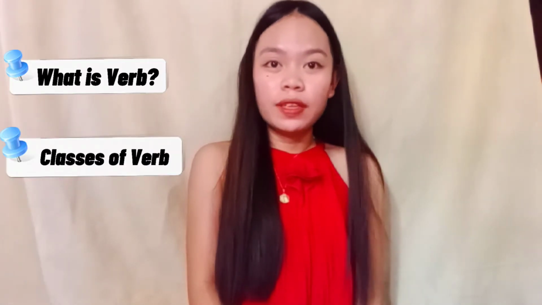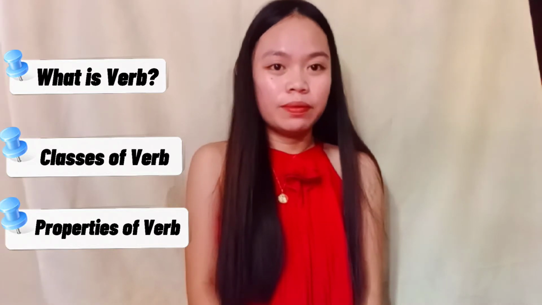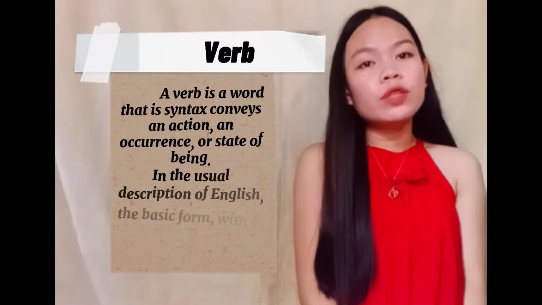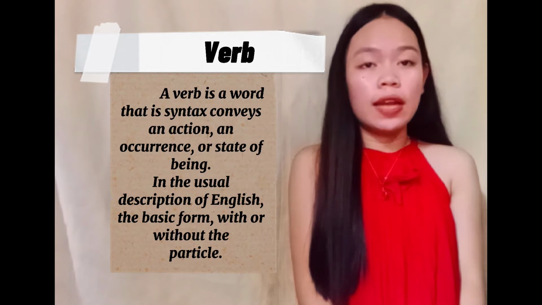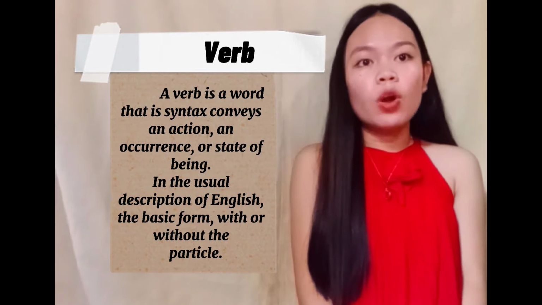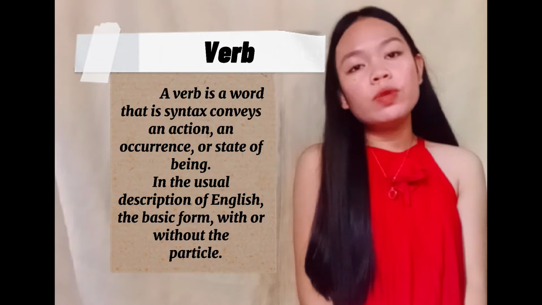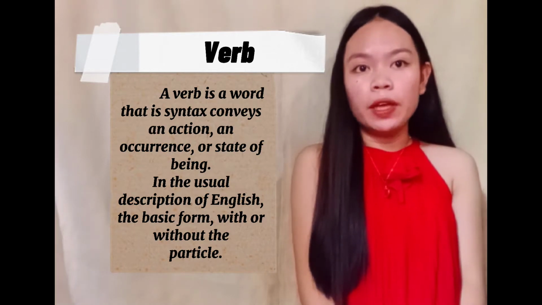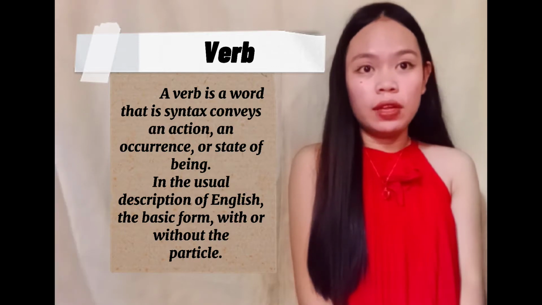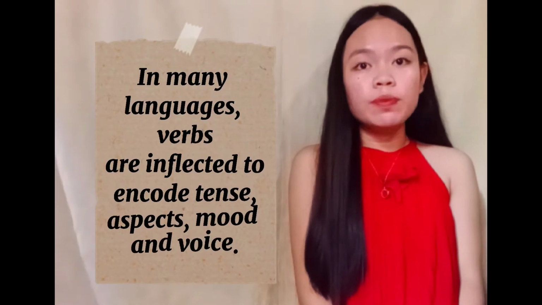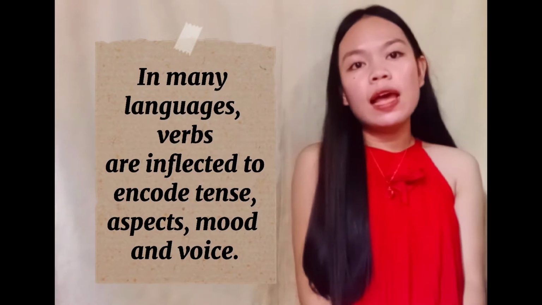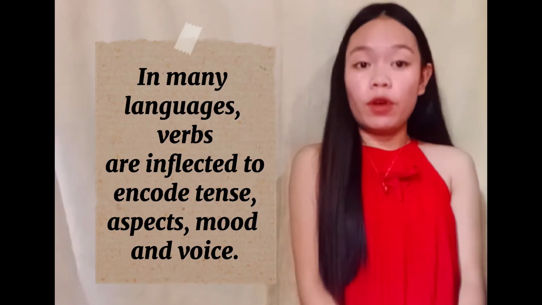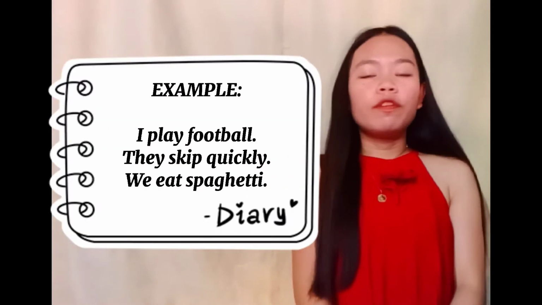I will discuss what a verb is, what the classes of verbs are, and what the properties of verbs are. But today, let me first identify what a verb is. A verb is a word that in its syntax conveys an action, an occurrence, or a state of being. In the usual description of English, the basic form, with or without the particle to, is the infinitive. In many languages, verbs are inflected to encode tense, aspect, mood, and voice. Here are some examples of a verb.